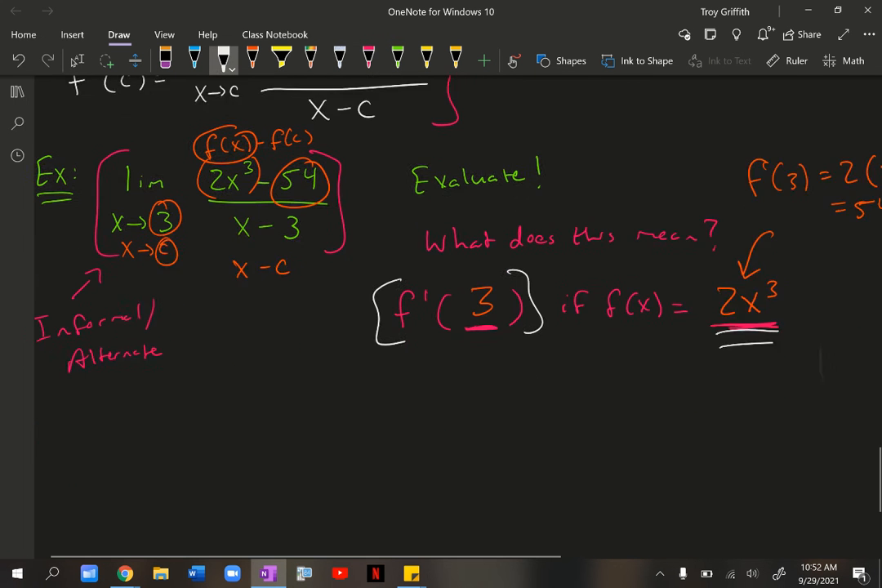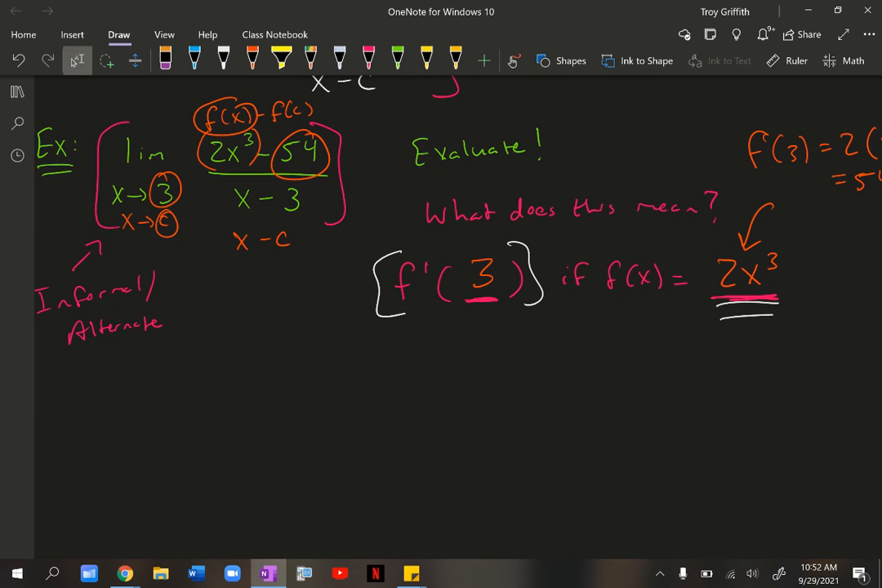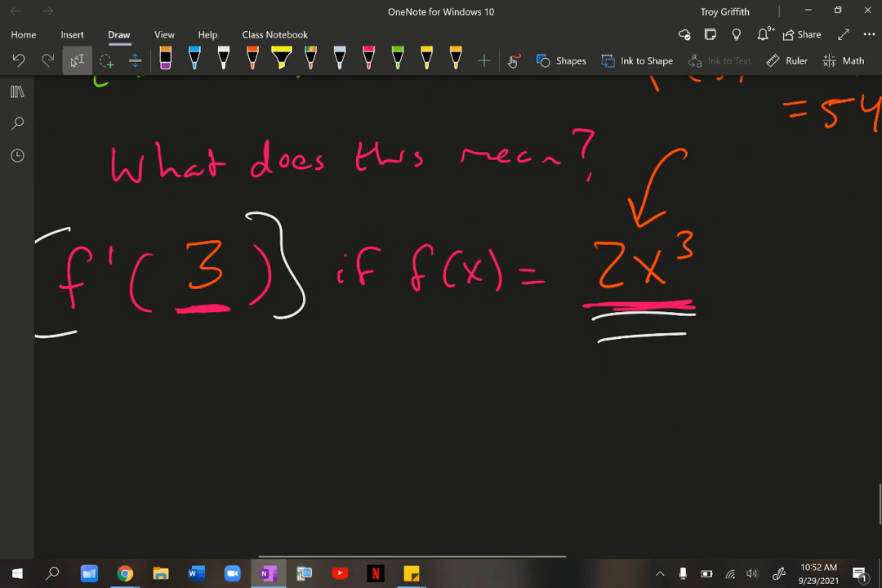So this limit right here is just asking me to find the derivative at 3 for the function f of x equals 2x cubed. And now that we know the power rule, I don't have to do any sort of crazy math to find my answer. I don't have to make a table. I don't have to graph. I don't have to do any factoring. I can just use the power rule.